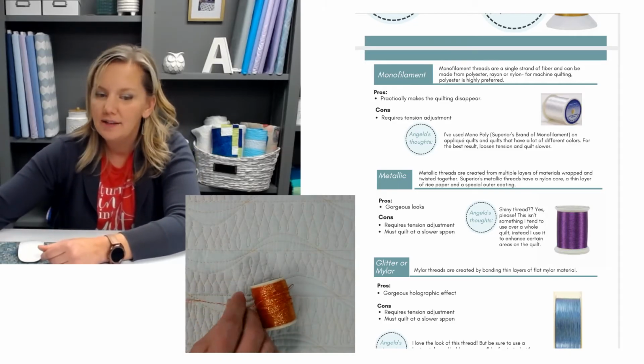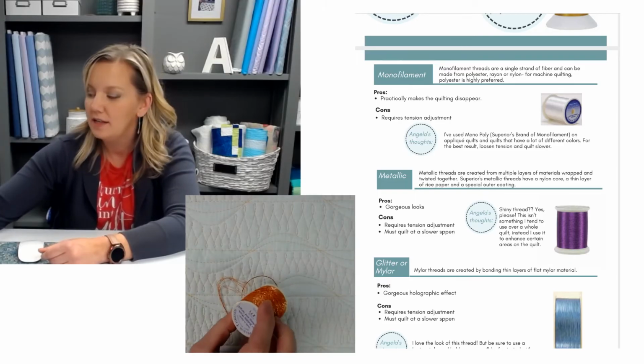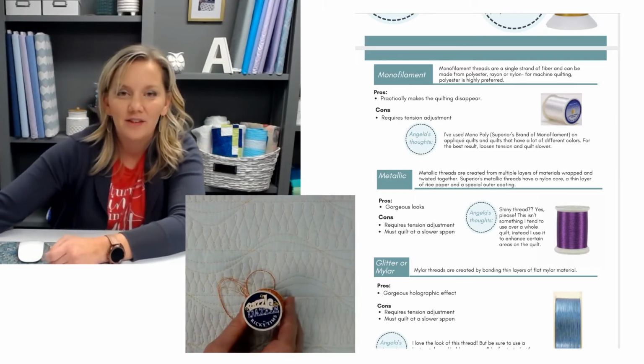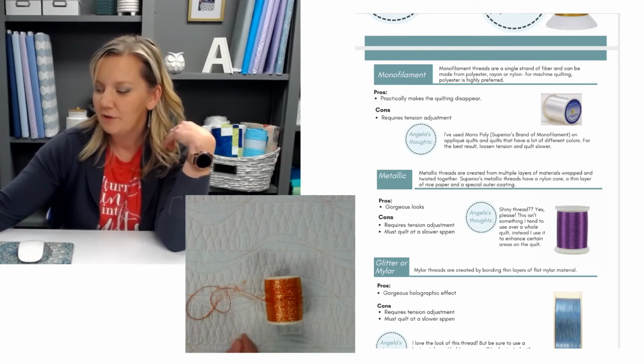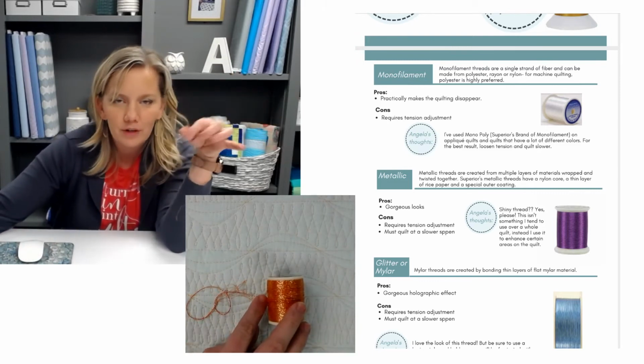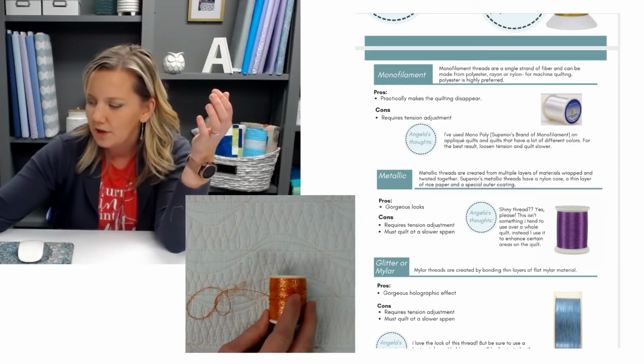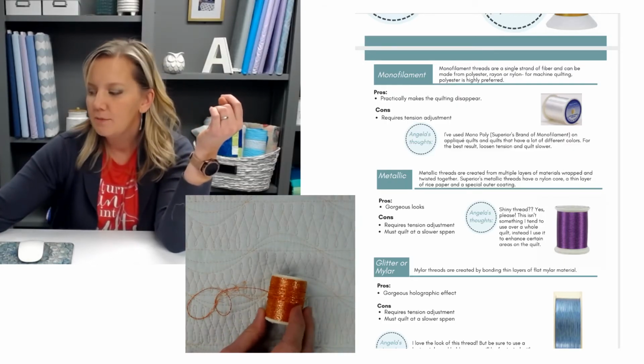So some threads are for bobbins only. So this is Ricky Tim's Razzle Dazzle. I have this in a few colors just because I love it. And I use it mostly for, not that I do a lot of embroidery or slow stitching, but this would be a cool hand stitching thread. This is mostly for bobbin work.